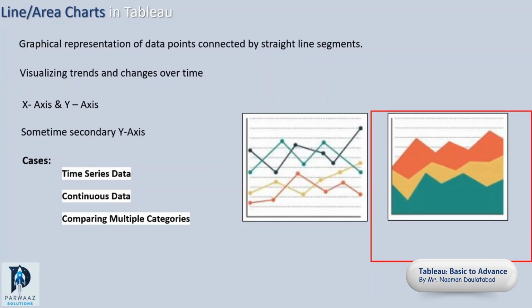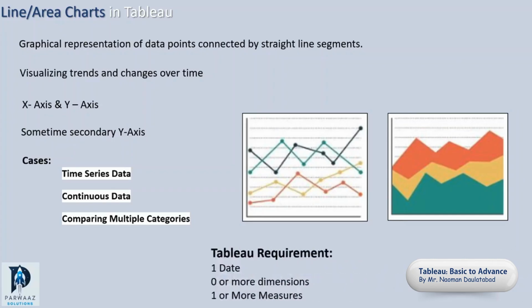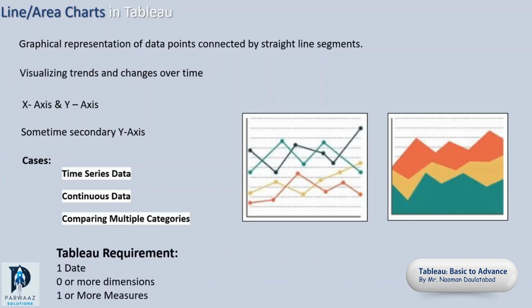We have a similar chart called an area chart. The area chart is a variation of a line chart where the area below the line is filled with color, emphasizing the magnitude of change over time. It is useful for showing trends, cumulative data, and part-to-whole relationships. So this is the difference between a line chart and an area chart. If you want to draw this chart in Tableau, the requirement is you should have at least one date dimension and zero or more dimensions and one or more measures. So this is the requirement to create line charts or area charts.